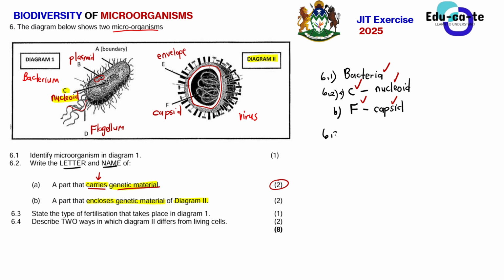6.3 now says, state the type of fertilization that takes place in diagram 1. Here, when they say type of fertilization, I'd rather prefer them to say type of reproduction, but it basically still implies the same thing to an extent. So now we have to look at diagram 1. Remember that we say that is showing a diagram of a bacterium. So what is the type of fertilization that occurs inside the bacterium, or how does a bacterium reproduce?